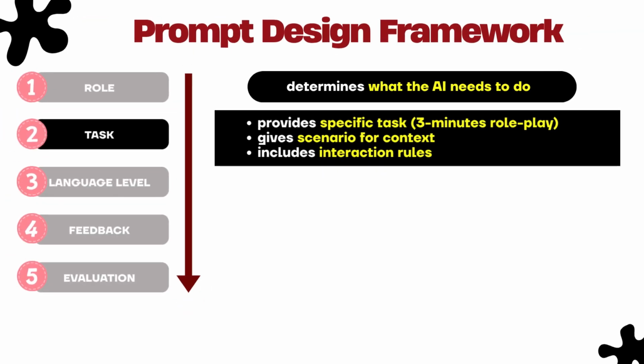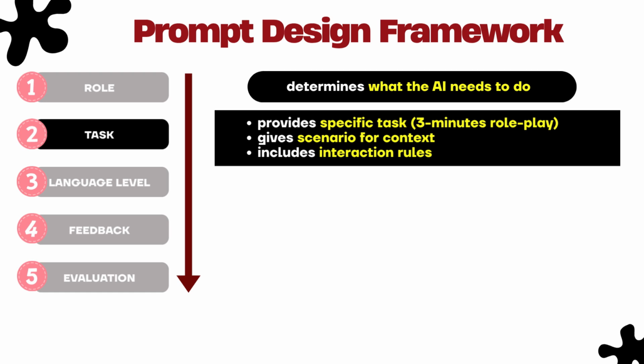The second step is the task. Here, we determine what the AI needs to do. We can provide the AI with a specific task. In the case of this study, conducting a 3-minute role play. Besides, we can give the AI a scenario that provides context for the interaction. Lastly, include interaction rules so the AI knows how it should behave throughout the role play.